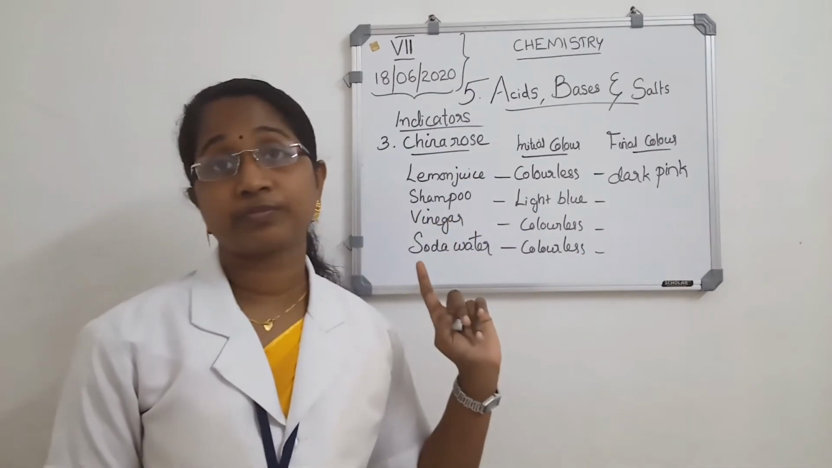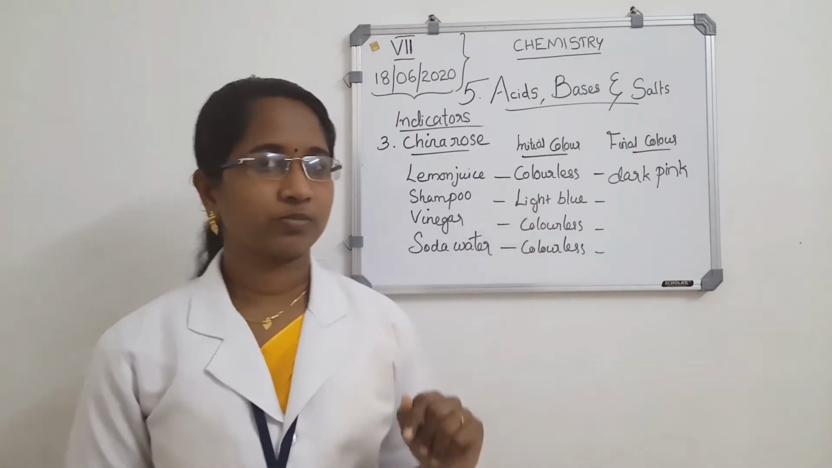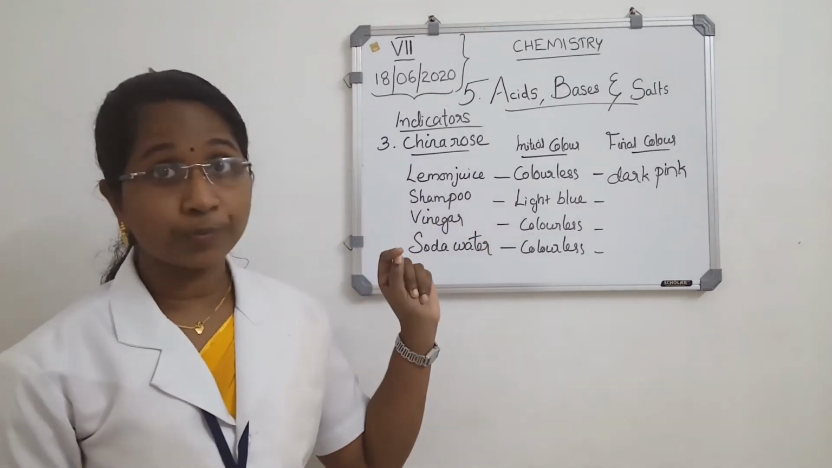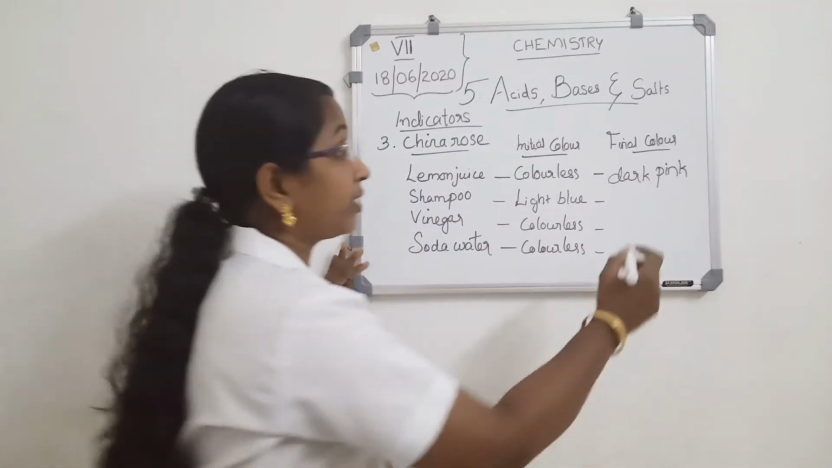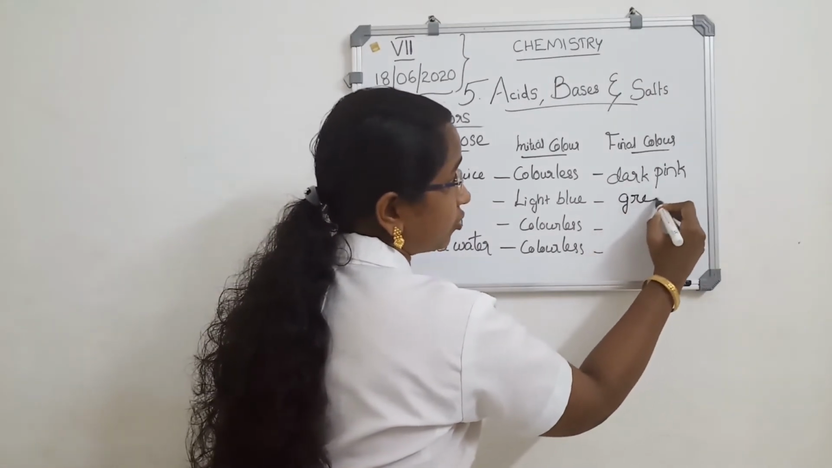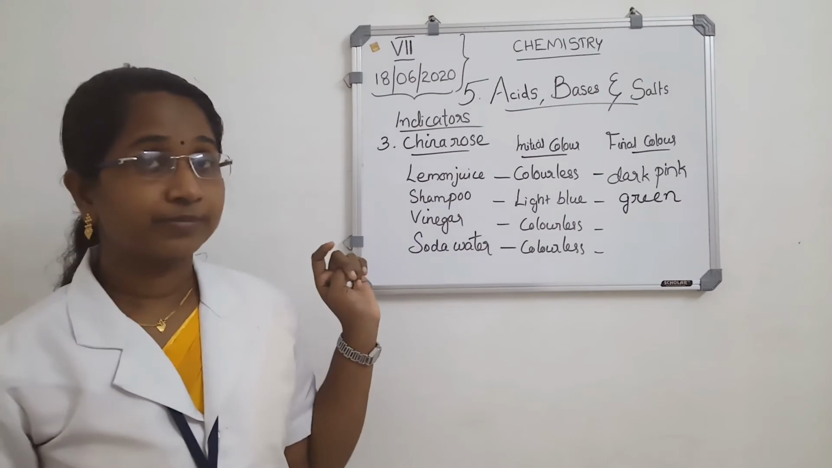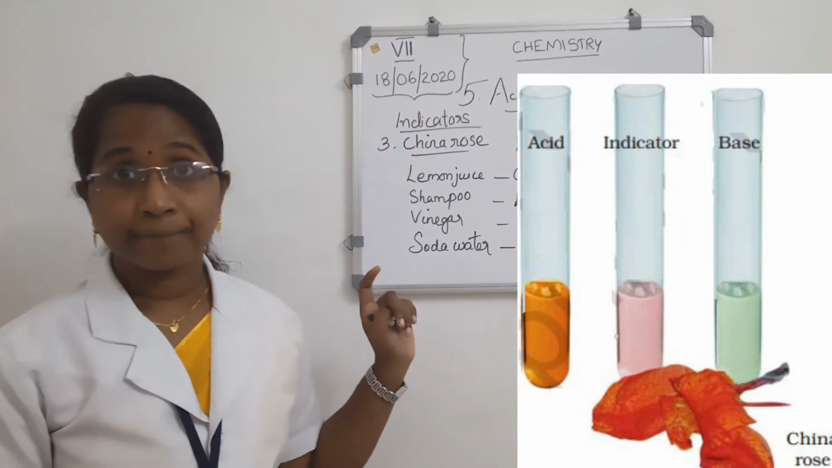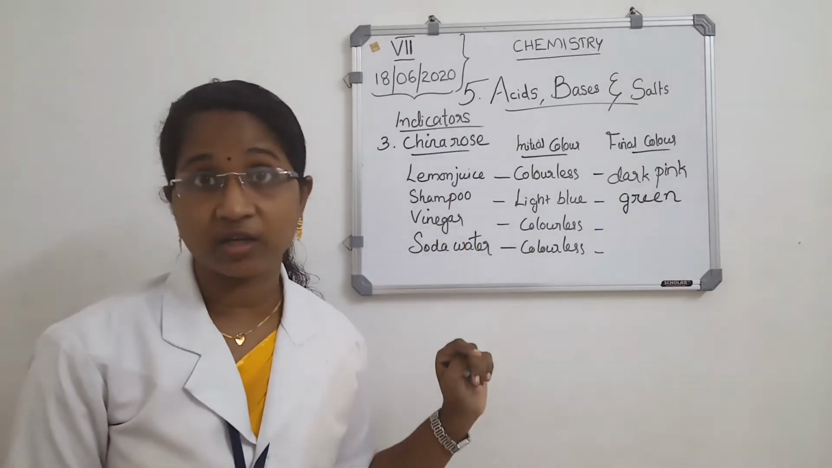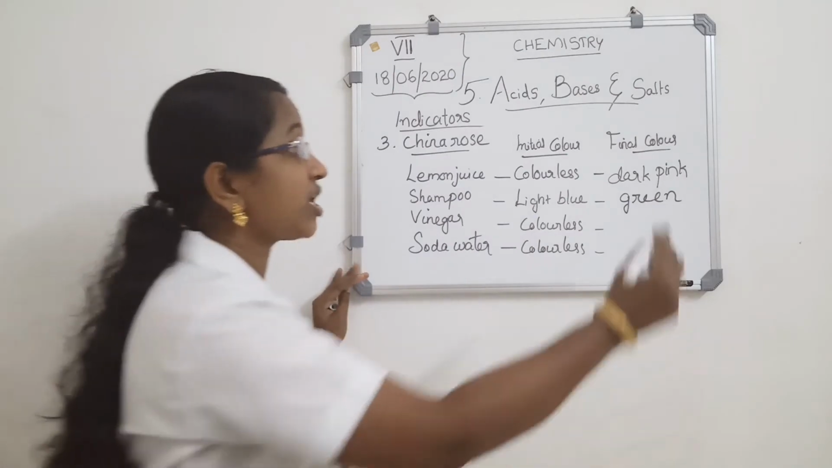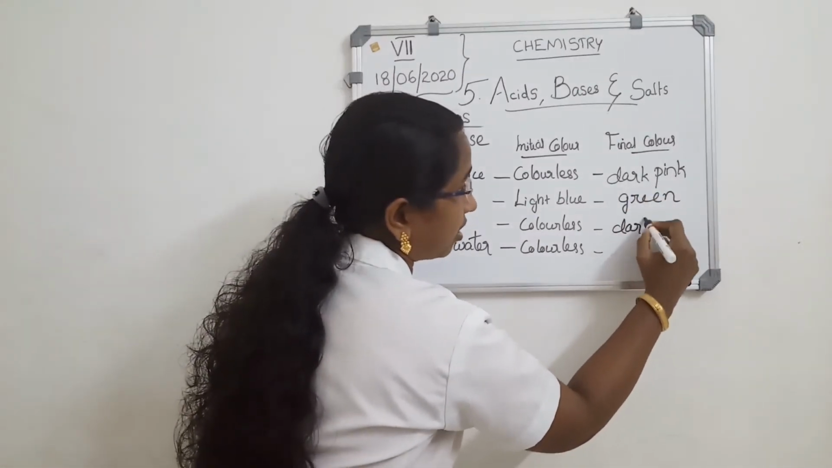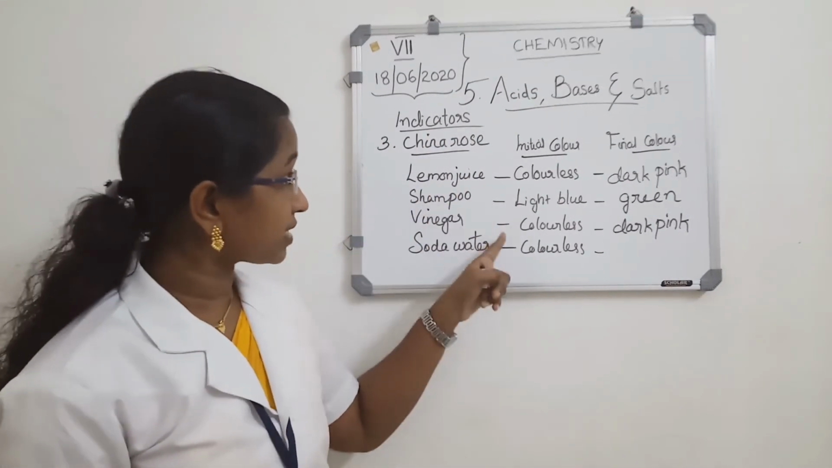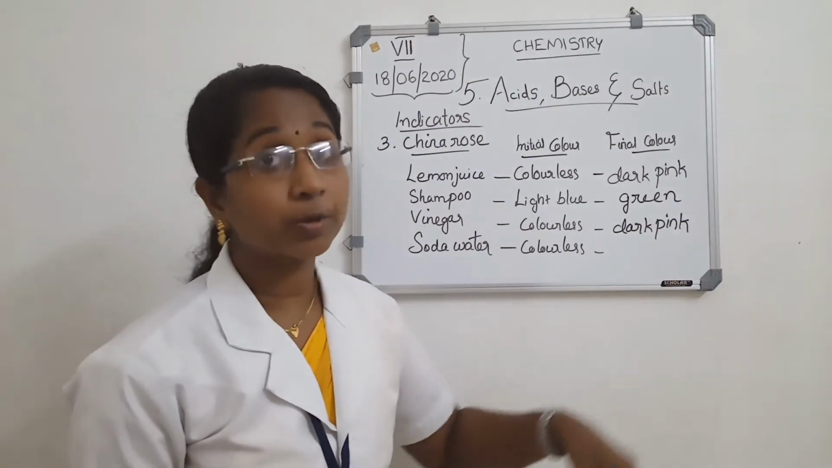Then shampoo. Its initial color is light blue. When China rose indicator is added to shampoo, its color changes to green. Then next, vinegar. Vinegar is a colorless solution. When we add China rose indicator to vinegar, it changes to dark pink color.